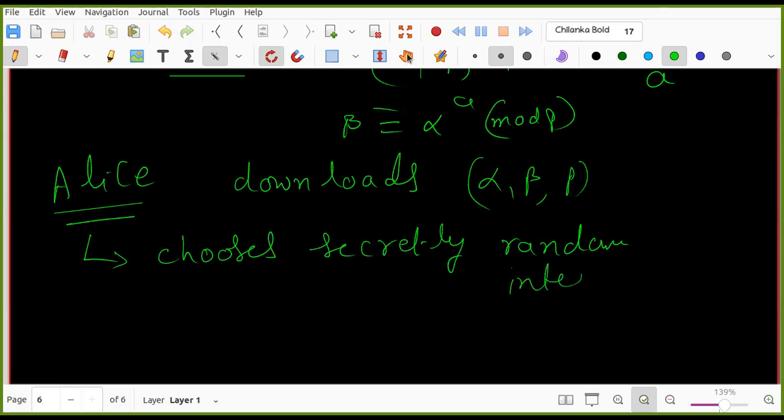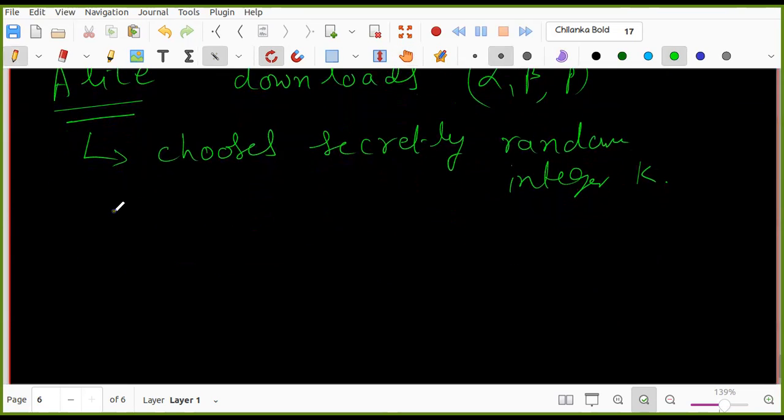Now what will she compute? What does Alice know now? She downloaded alpha, beta, and P, which are known to everyone. And she chooses some random K. Now she computes R, where R is equal to alpha power K mod P. Since she knows alpha and P, and K she chose herself, R can be computed. Is it okay? Yes. Now how will T be computed?